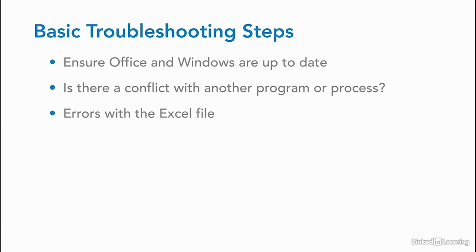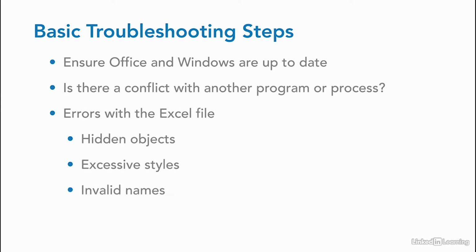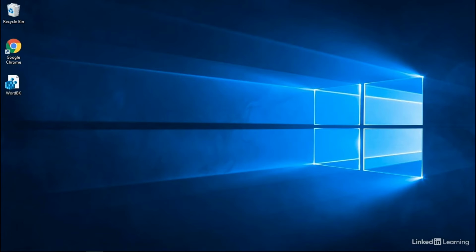If Excel stops responding, there could be issues with the file itself, such as hidden objects in the file, excessive styles, invalid names, or incorrect formulas or arrays. We'll be covering troubleshooting techniques to address some of these issues in more detail in an upcoming lesson. In the meantime, let's pop over to our desktop and take a look at some of the other troubleshooting techniques that you can apply. Our first troubleshooting technique, when we're at the desktop, is to run Excel in safe mode.